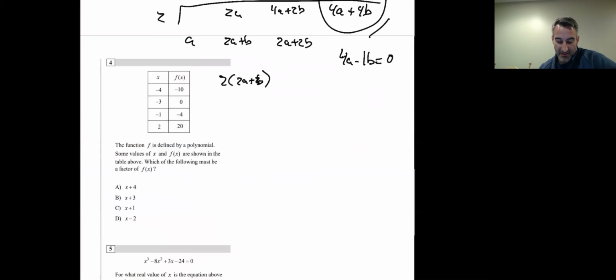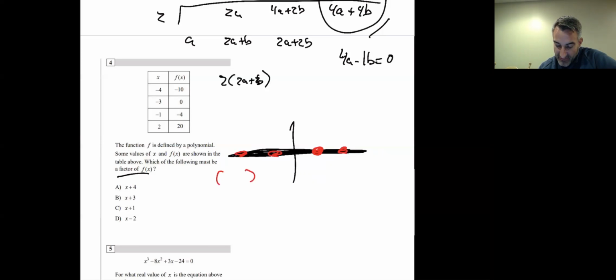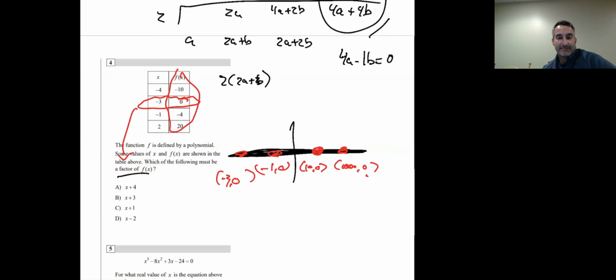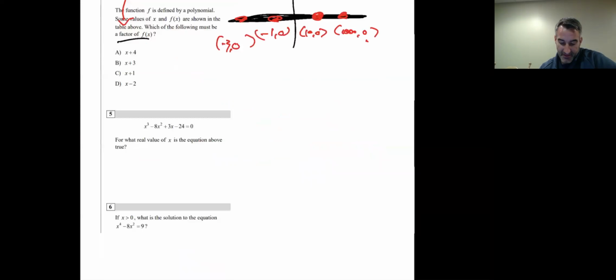Okay, keep going. The function of the polynomial, sum of the values, which defined must be a factor. So if it's a factor, remember, of your graph, it's a 0. So any point on this axis, whatever it is, negative 3, 0, negative 1, 0, 10, 0, 1,000, 0, whatever. The y value is a 0. So look here. Oh, there's my y value to 0. So this is my 0, which makes which one of these a factor? All right. So what's the real value for x?